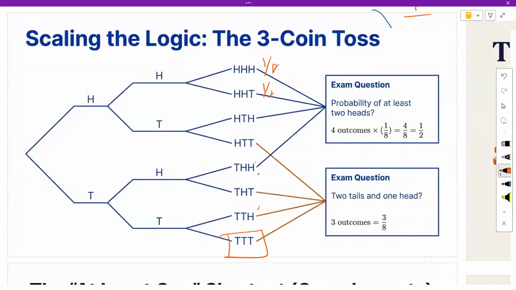We know that this is the only possible outcome where we are unable to get at least one tail. This is the only possible outcome where we are not getting at least one tail. So the probability of this is 1 over 8, and here the probability of this is 1 over 8. Here we can get at least one tail.